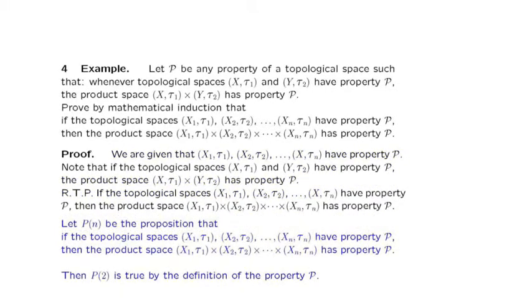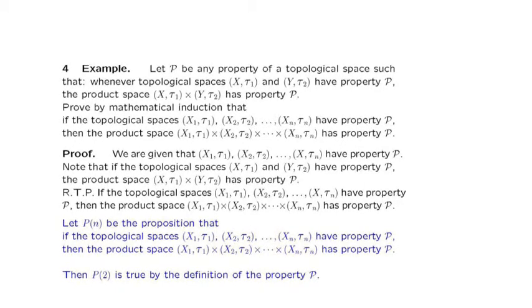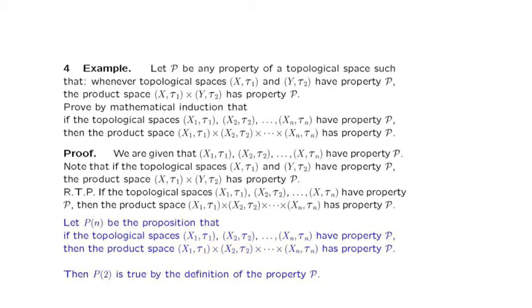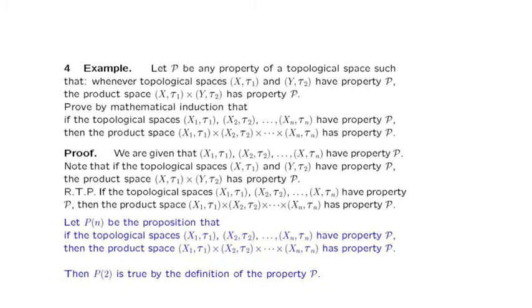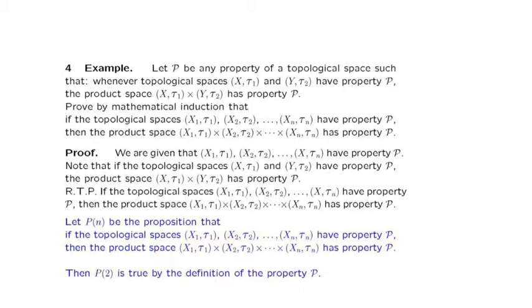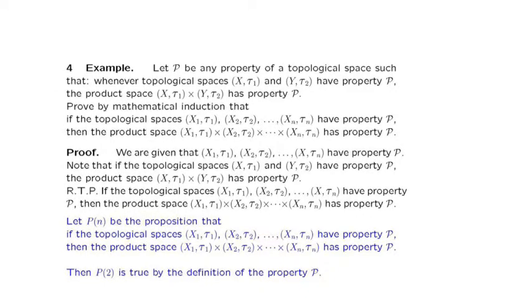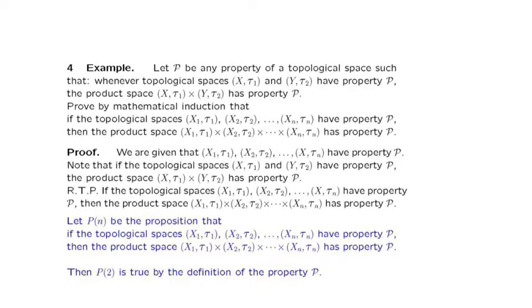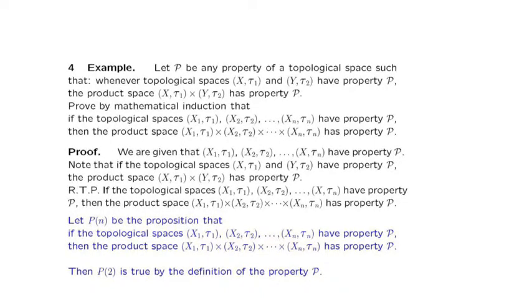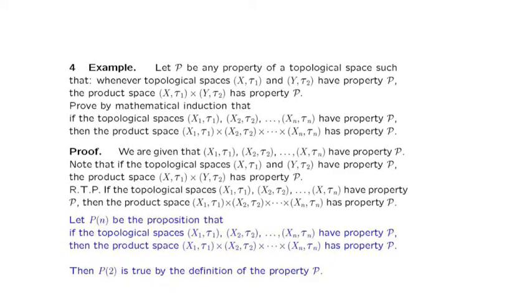Now we are going to use the principle of mathematical induction, so we let P(n) be the proposition that if the topological spaces X1, τ1 up to Xn, τn have property P, then the product space X1, τ1 times X2, τ2 up to Xn, τn has property P. And we have to show that P(n) is true.